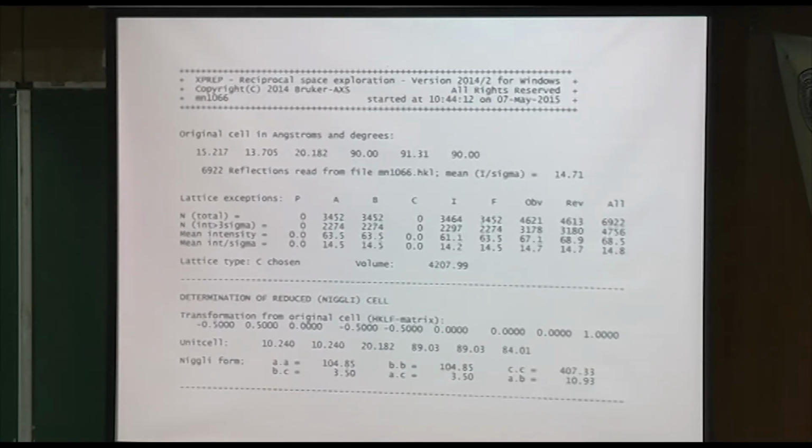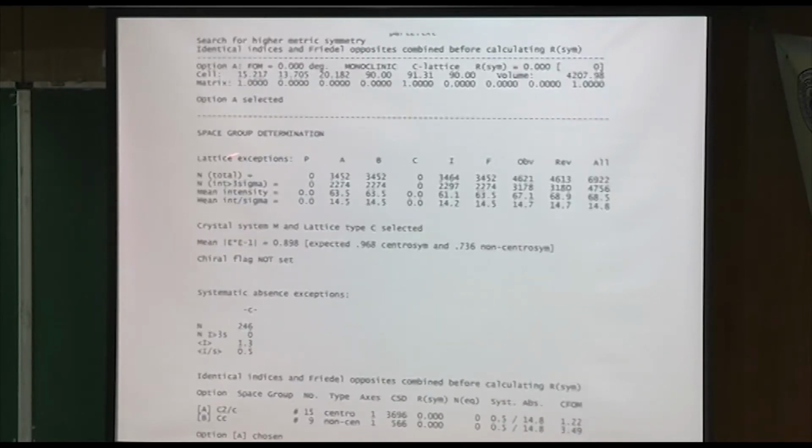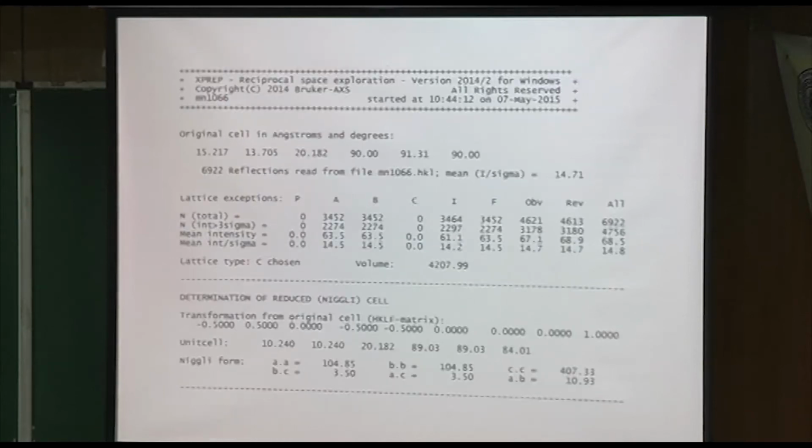The original cell was primitive, I think. Well, no, maybe not. Let me see. What's the next page? So, okay. Yeah, if there is a transformation, it will give the transformation matrix.